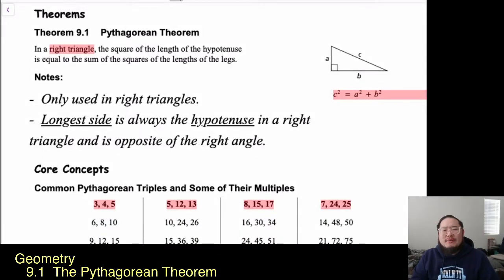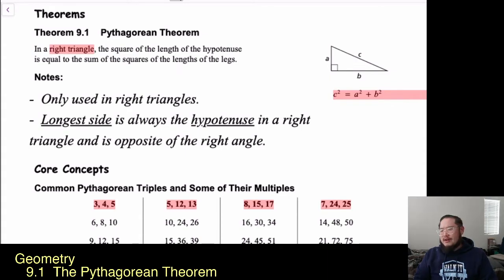All right, let's start chapter 9. We're going to start right here at 9.1, the Pythagorean Theorem. In chapter 9, we're going to look at a lot about triangles, particularly right triangles, and no better way to start than using this theorem. Well, what is the Pythagorean Theorem?